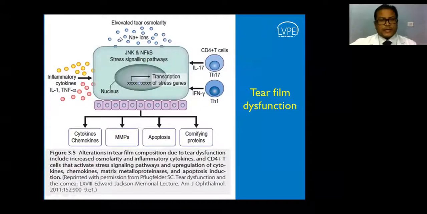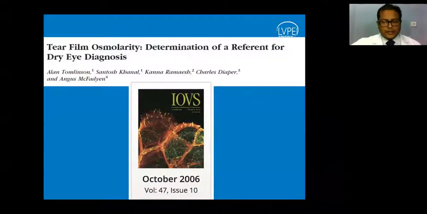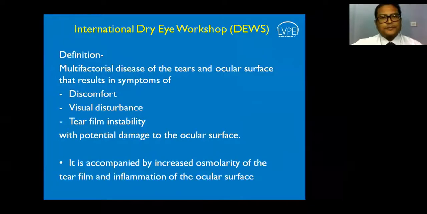So, central to this mechanism is the elevated tear osmolarity. The tear film dysfunction leads to increased osmolarity due to elevated sodium concentration, and this is central to the mechanism of ocular surface damage. In a meta-analysis, Tomlinson and colleagues found a cutoff value of 316 milliosmoles per liter, which appears to provide acceptable sensitivity and specificity for the diagnosis of keratoconjunctivitis sicca. The sensitivity was found to be 59% and specificity 94%.